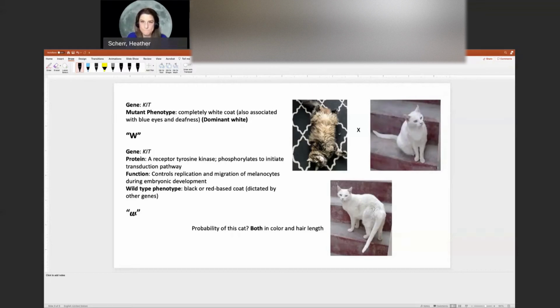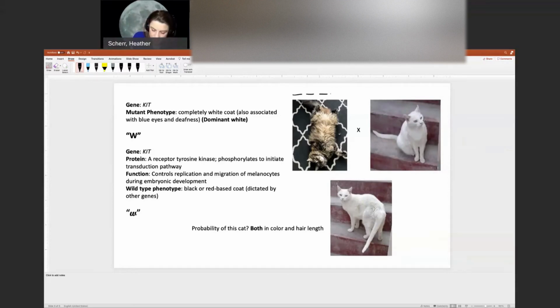Okay, so this is the same scenario here. Now we'll do a probability. What's the probability these two parents made this cat? And I want you to do both color, and by color I mean white or not white, based off of the KIT gene, and the hair length. So you're going to have to use both of those. And I'll tell you they are unlinked. The genes are on separate chromosomes.